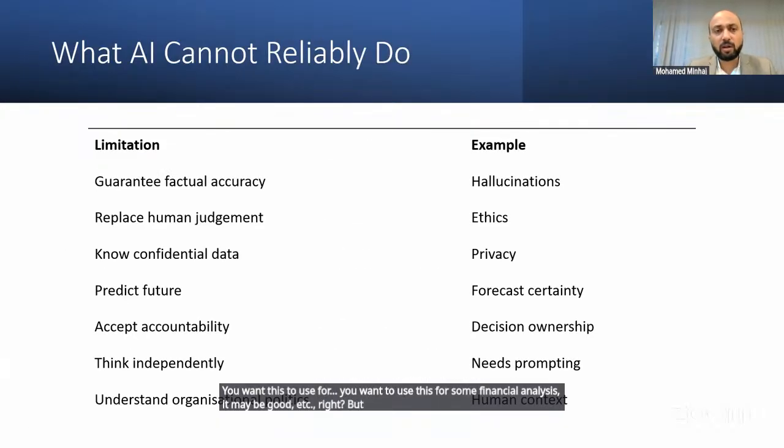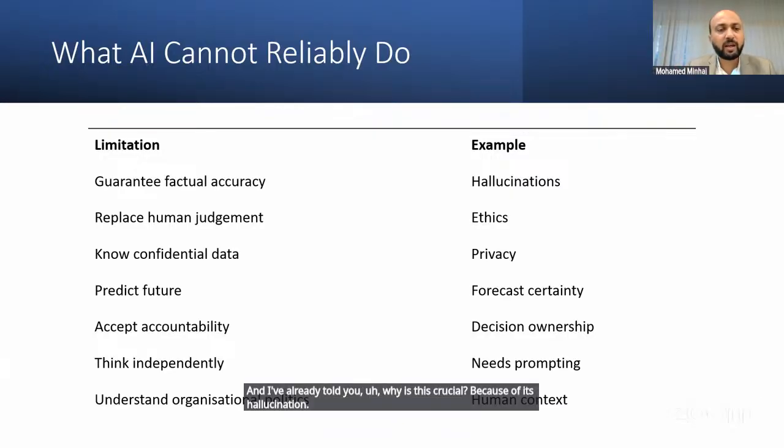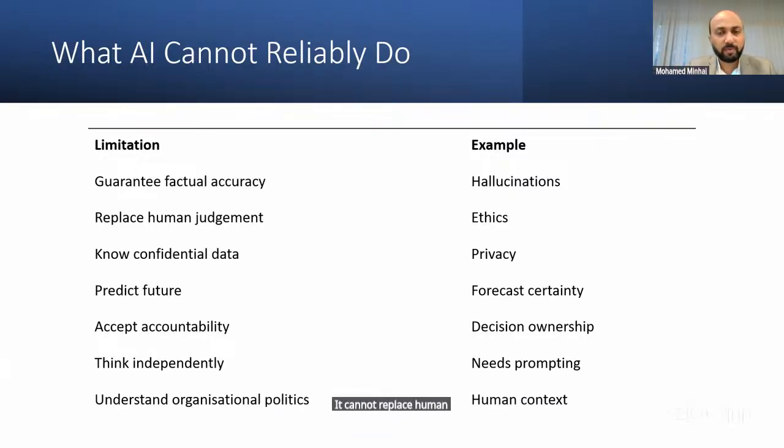But what it cannot really do well because of its limitations is that it cannot guarantee factual accuracy. And I've already told you why this is crucial, because of its hallucination. It cannot replace human judgment. There have been several issues and cases reported about the bias with which the responses have been generated by AI systems, the bias with which some of these AI systems have acted.